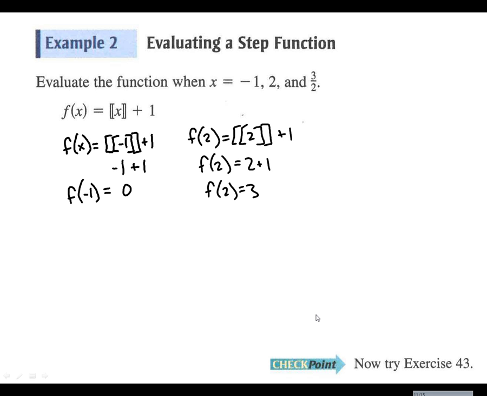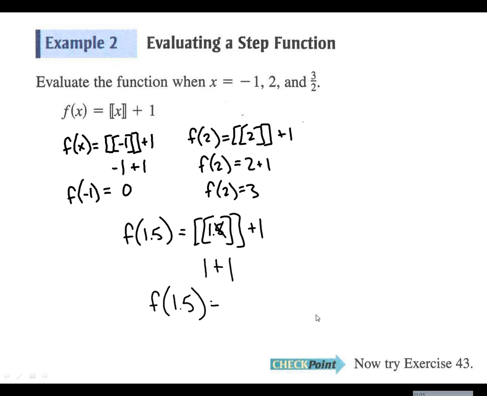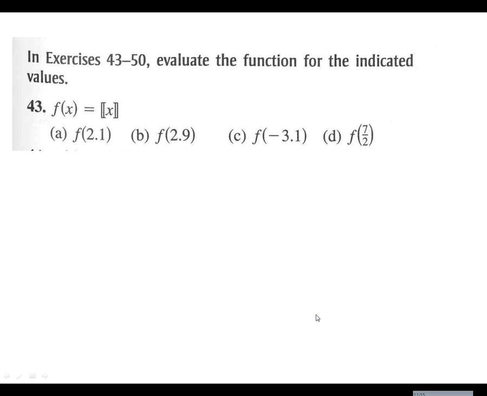Now 3 halves is really the one that's going to be affected. So we have f of, I'm going to turn this into a decimal, 1.5 equals, what do we plug in for x? We plug in 1.5, plus 1. Now the step function, we take our decimal, get rid of it. So we're just going to be left with 1 plus 1. So f of 1.5 equals 2. Go ahead and try problem 43 on your own and see if you can make this work. Pause my video, press play when you're ready to go.